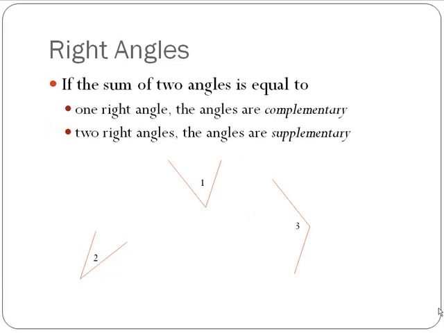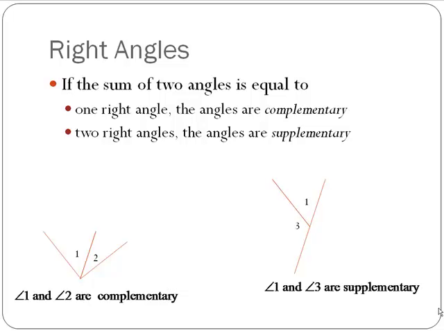If the sum of two angles is equal to one right angle, or in degrees we would think 90 degrees, we call those angles complementary. If we take two angles and add them up and we get that sum is the same as the sum of two right angles, or 180 degrees, we call those angles supplementary. So you can see angle 1 and angle 2 are complementary because together they make a right angle, and you can see that angle 1 and angle 3 are supplementary because together they make a straight angle.